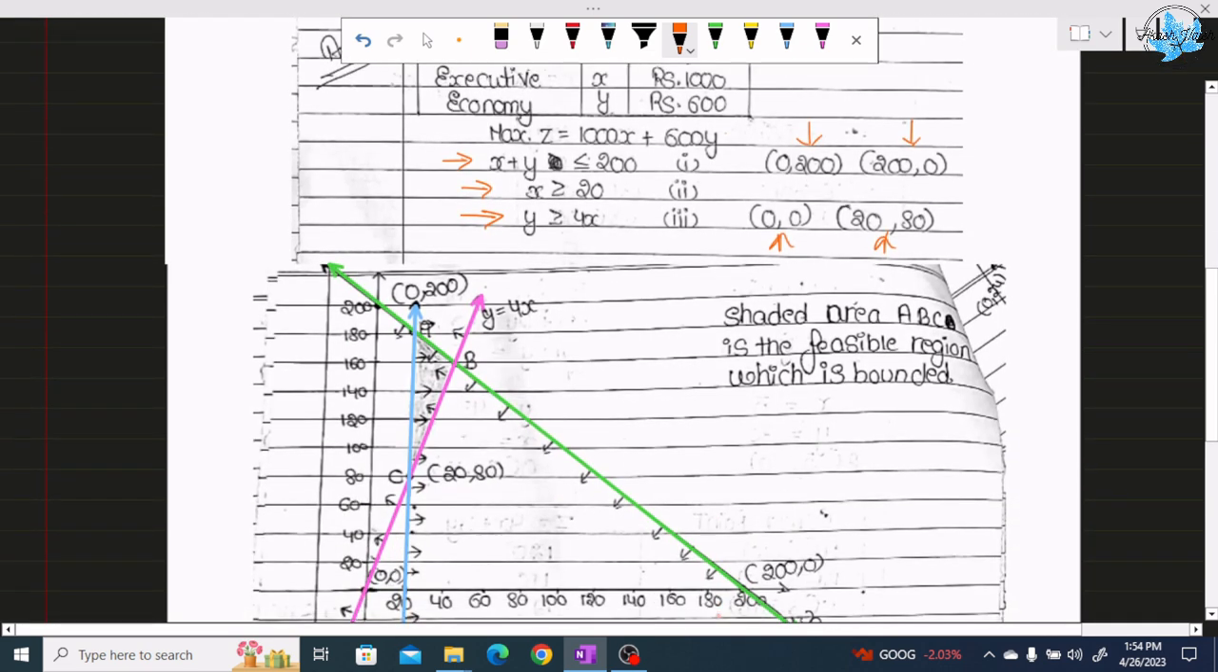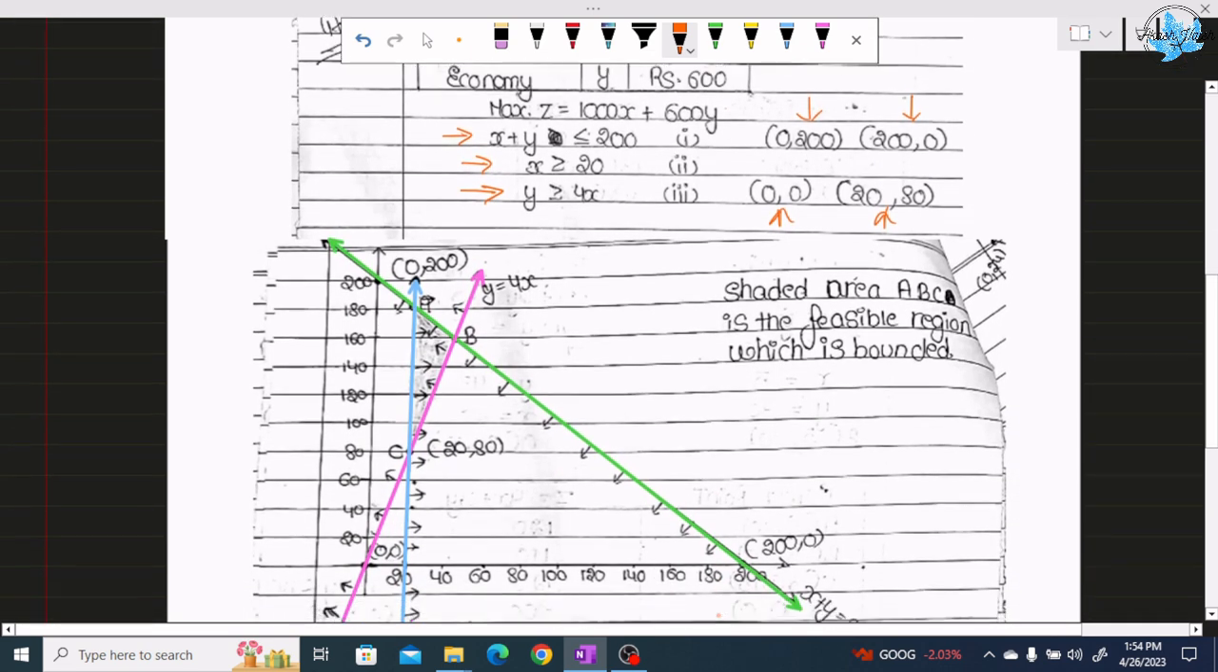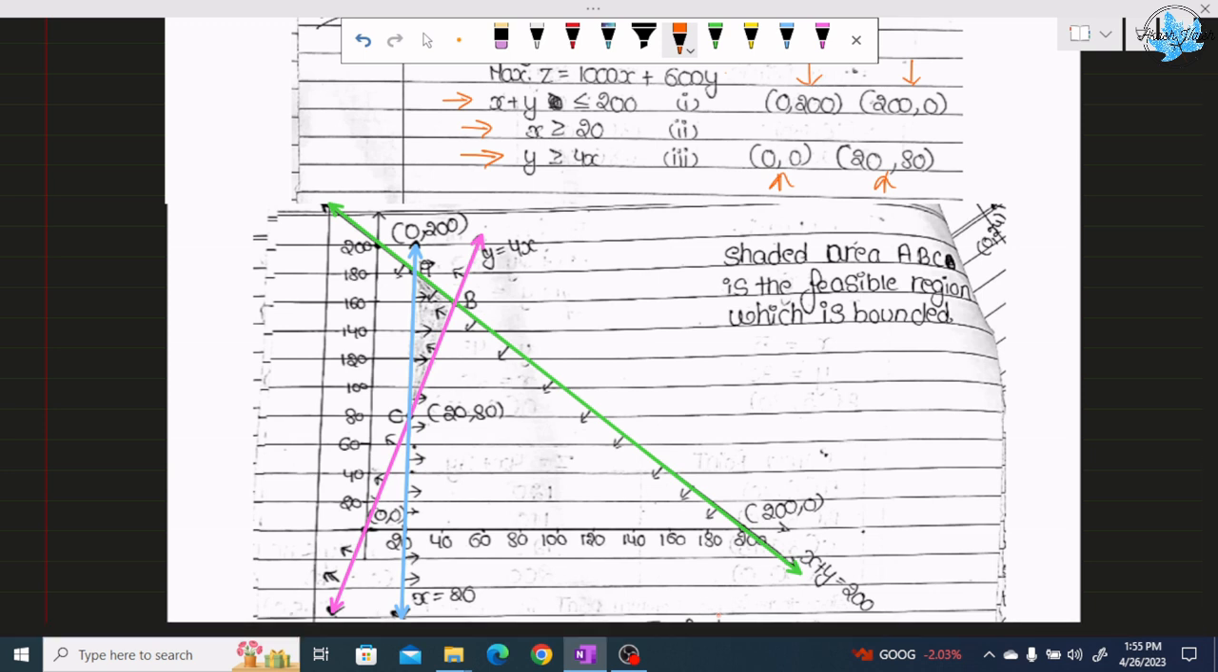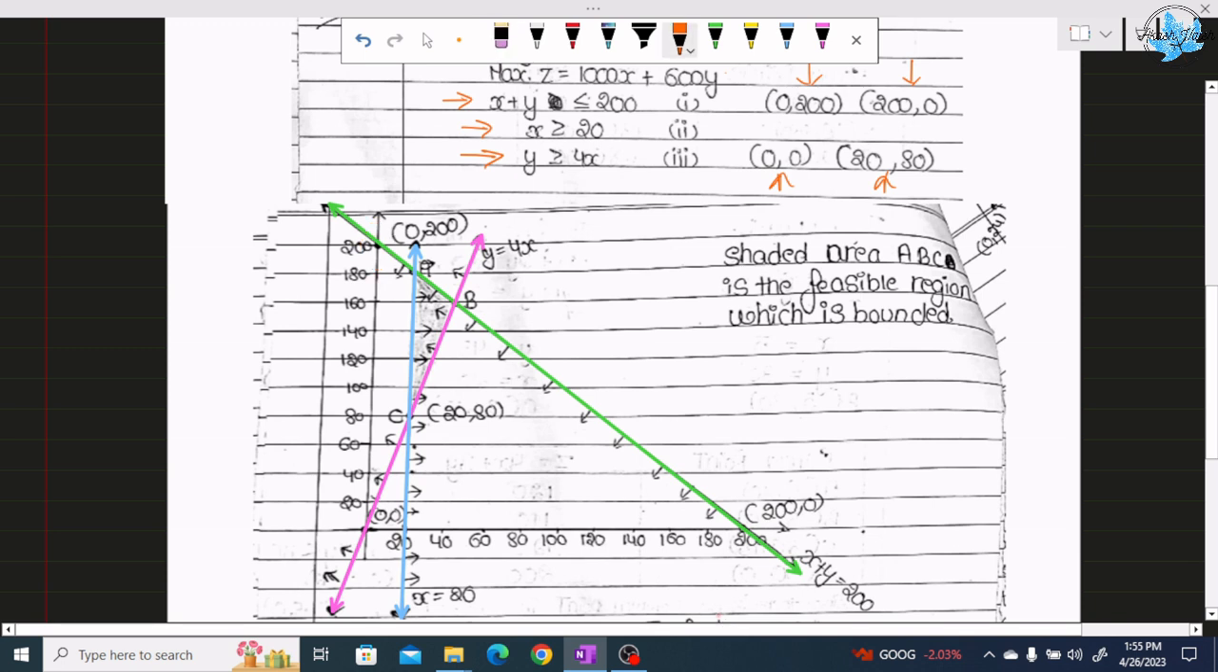Now come to the graph part. For the graph part, we have to consider the constraints. In the first equation, it is given that the two coordinates are 0 comma 200 and 200 comma 0. So the green line shows the graph of the first equation, that is 0 comma 200 and 200 comma 0.